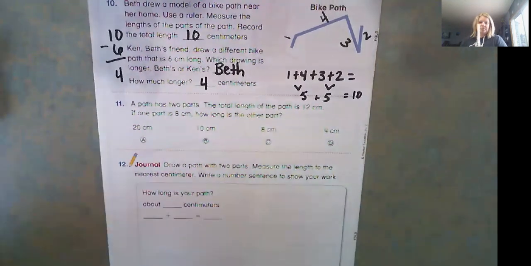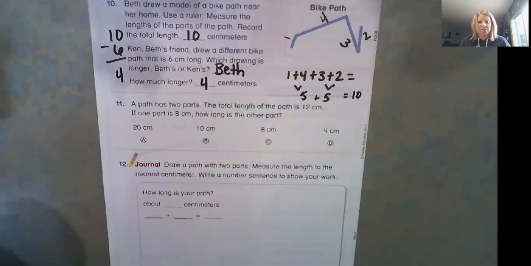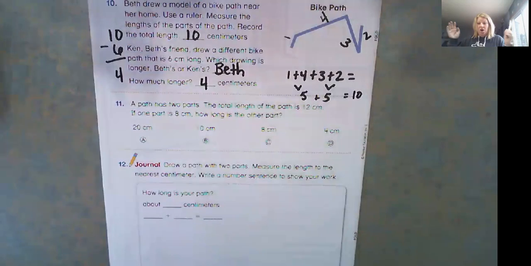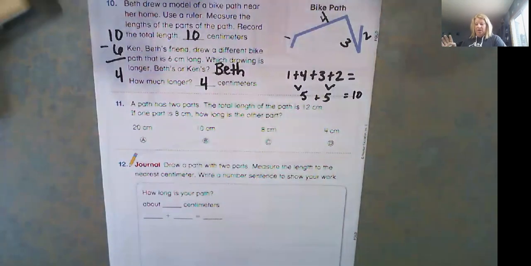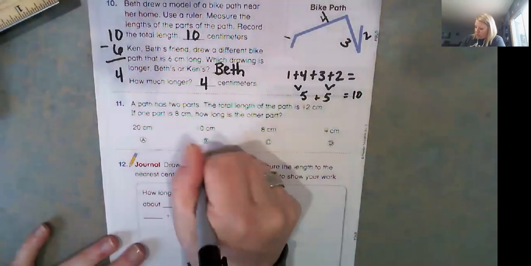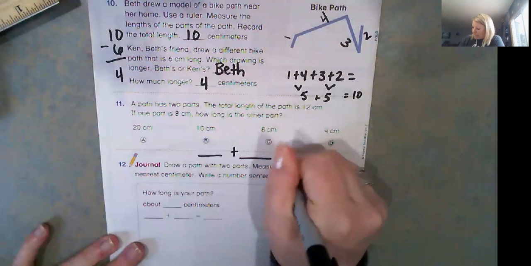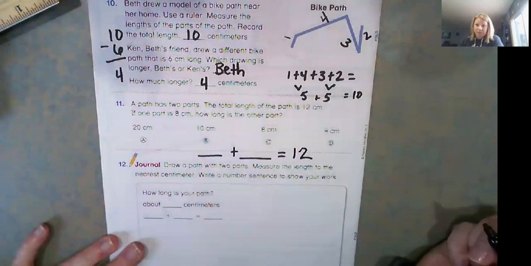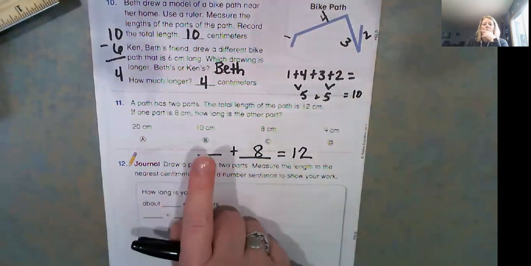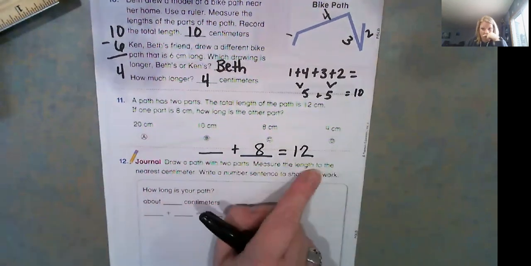All right, 11. A path has 2 parts. The total length of the path is 12 centimeters. If one part is 8, how long is the other path? Okay, so this is a fun story problem. We have to find the missing piece. So I know I have 2 parts of a path that I'm going to add together to get 12. And I know one part is 8. So I have to think about what plus 8 makes 12.